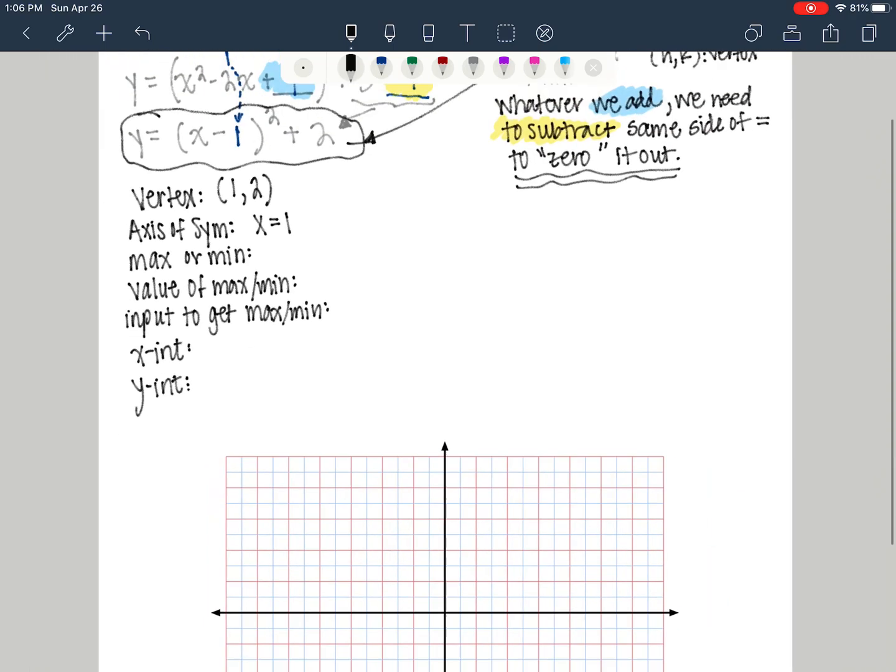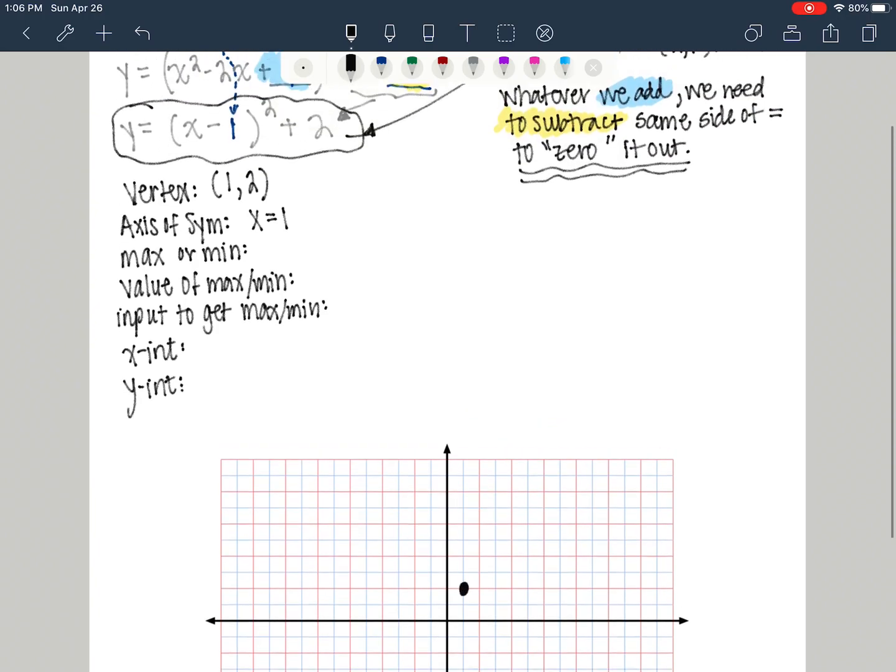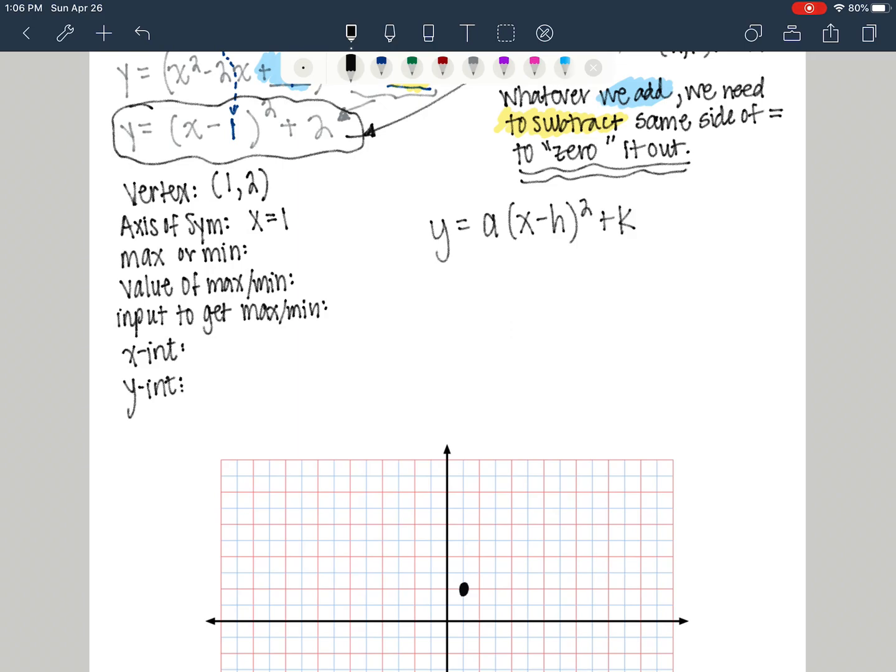So let me show you. We've got our vertex of 1, 2. So right 1, up 2. That's our vertex. y equals a times x minus h squared plus k. Our a value is 1. h, k is our vertex.